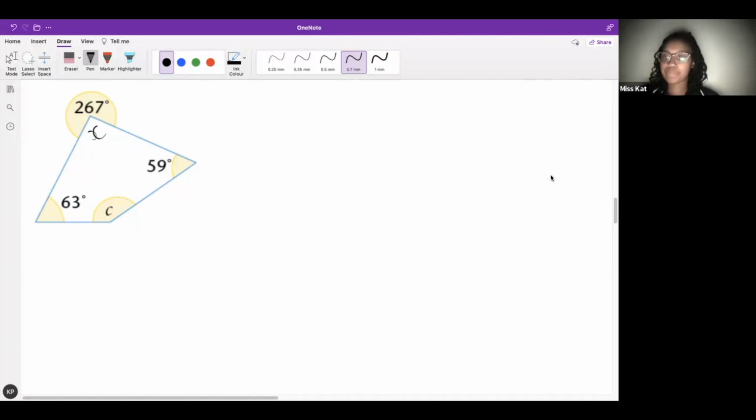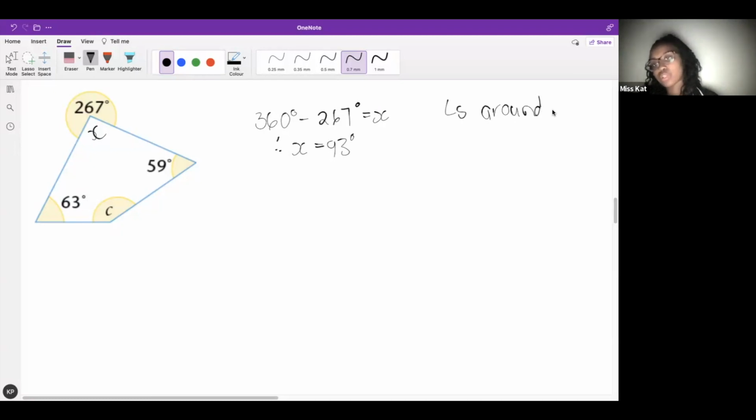Do you see? Okay, yes, Sinesile. So, ma'am, to find X, you're going to say 360 minus 267. And that is? 93 degrees. Okay, X is 93. Okay, my reason? It will be angles around the point. There we go. Angles around the point. Okay, now we have X. Can we find C?